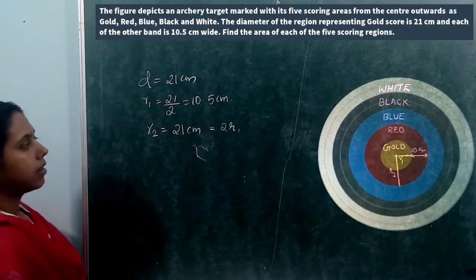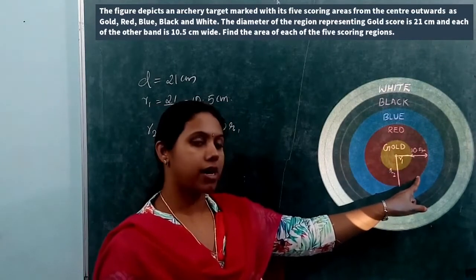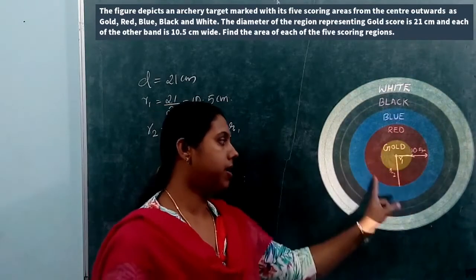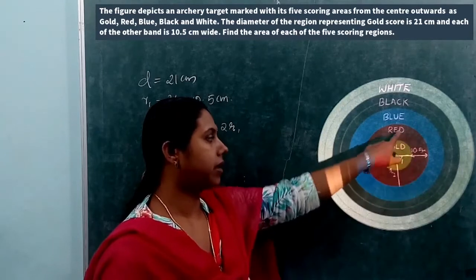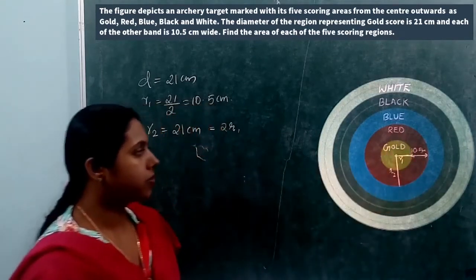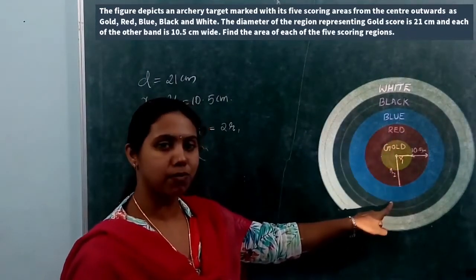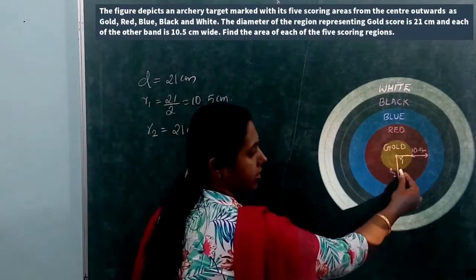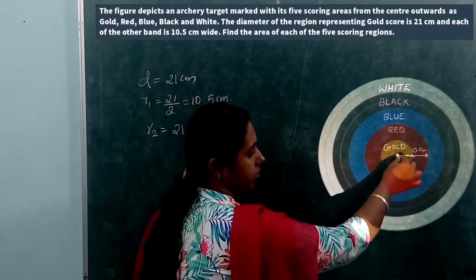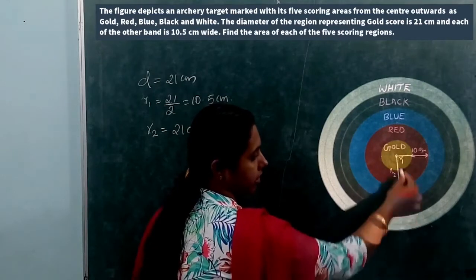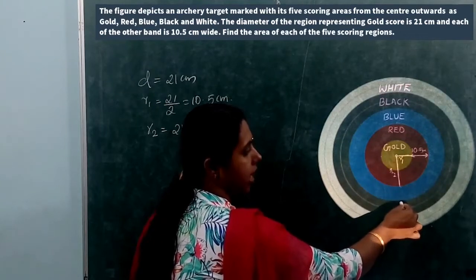Next, we are able to find the area of the red region. The area of the red region will be equal to the area of the big circle minus the area of the gold area. So we will get the area of the red region. Next we want to know the radius of the region gold, red and blue. Gold is R1, then gold and red is R2. Next we want to get the radius up to here, that is gold, red and blue, that is R3. We can note it down as R3.